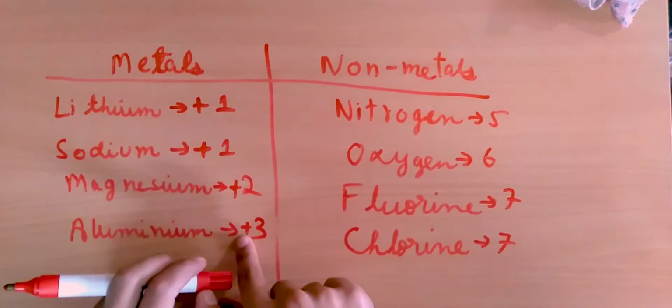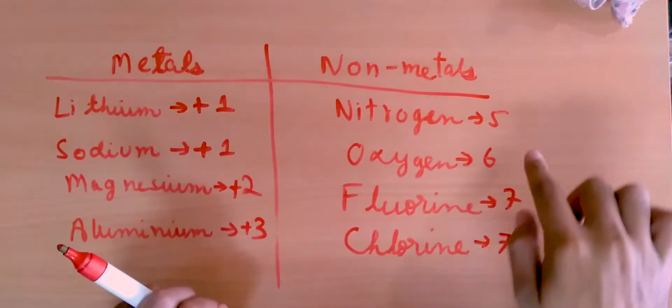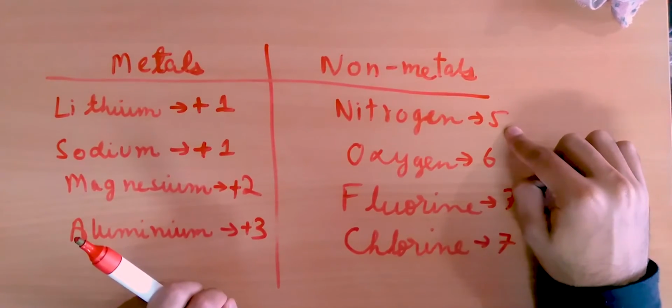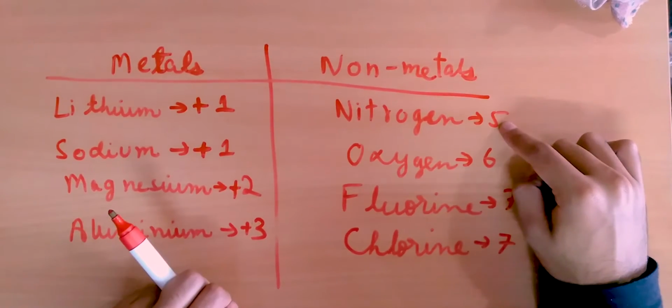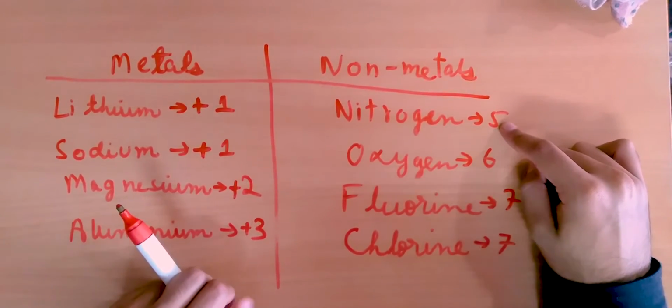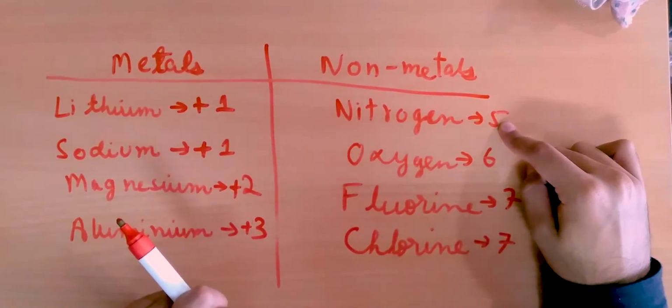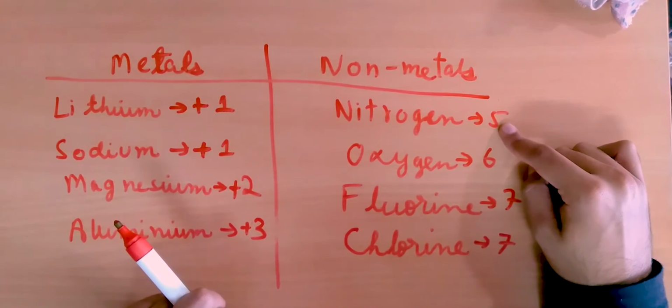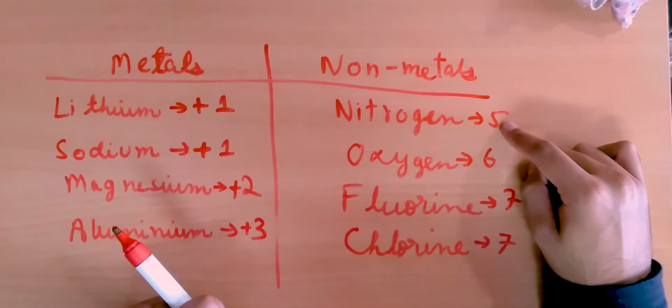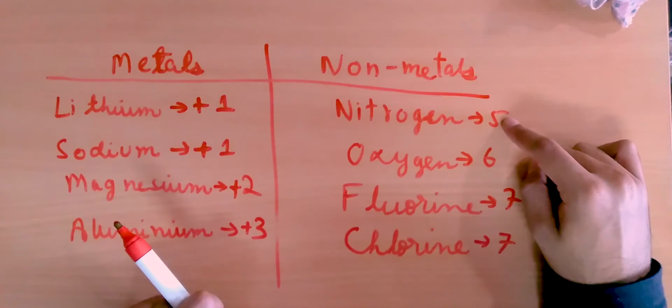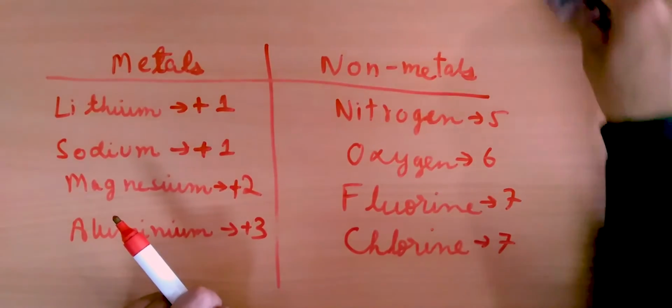We'll focus on the +3 valency of aluminum. Here nitrogen has 5 electrons. Now should it give those 5 electrons? Actually, nitrogen would really want to get 3 electrons. So 5 plus 3 is 8, so it would simply want 3 electrons, and if it gets those 3 electrons it would achieve 8 electrons.